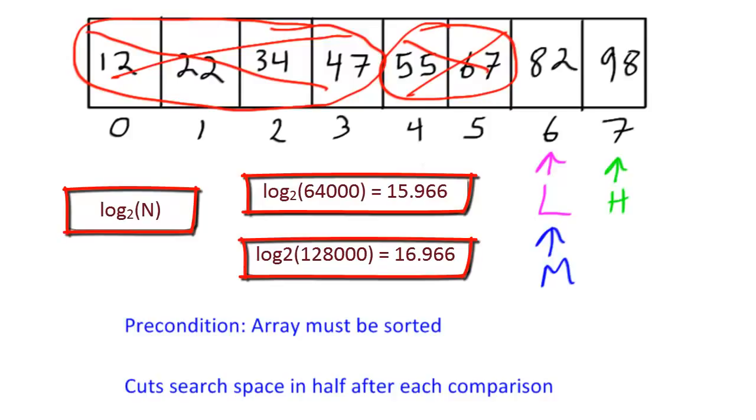We're able to double our search space and only have to do one more comparison to find the thing that we're looking for, or to determine that the thing we're looking for is not in the array. So let's go over to Eclipse now and code up our own version of binary search.